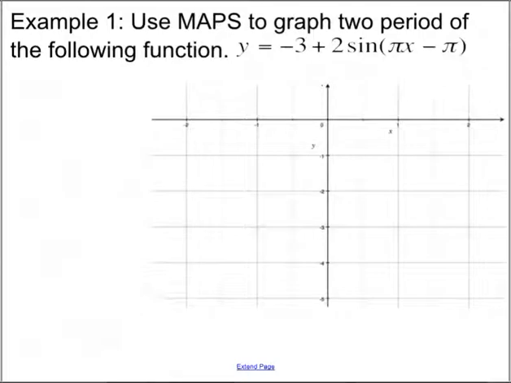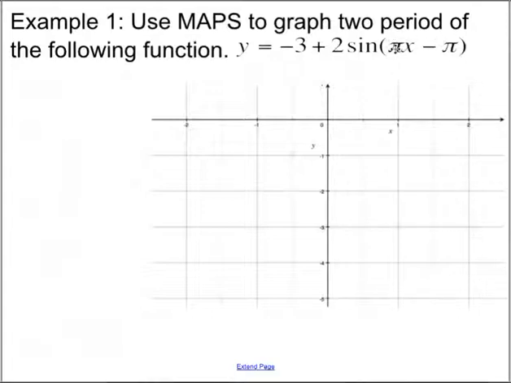So let's walk through the first example. It says, use MAPS to graph 2 periods of the following function. y equals -3 plus 2 sine of pi x minus pi. Now, this is not in standard form. That's the first thing you need to look for before you walk through the steps of MAPS. So I need to factor this pi out.